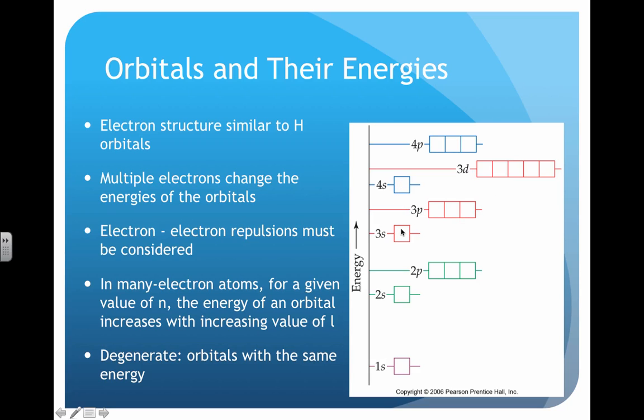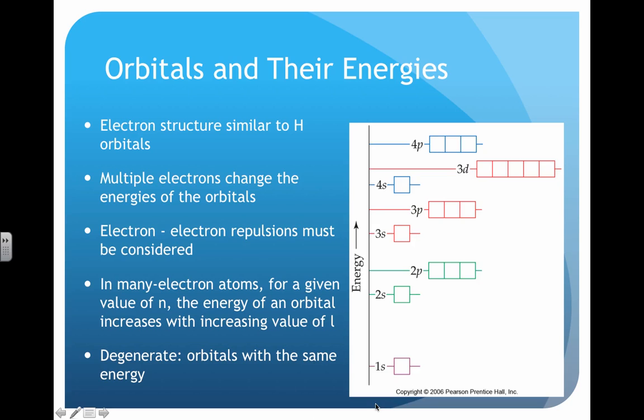Remember, s orbitals were spherical, so there's only one orbital, one box to fill. Whereas when we talked about p orbitals, there were three p's, so that's why there are three boxes to fill, because there are three p orbitals, one in each orientation. And for d, remember there were five.